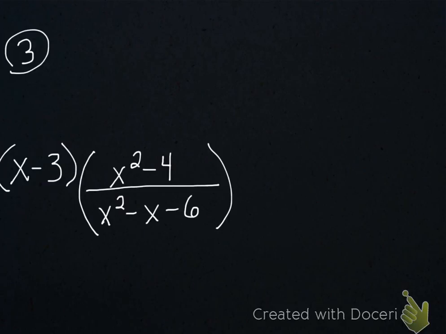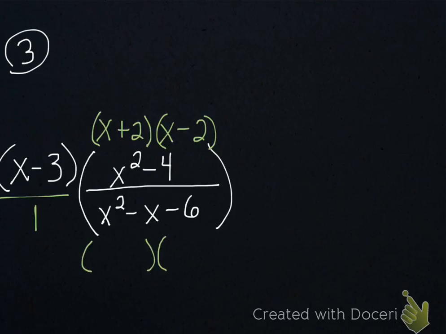Number 3. Okay, this one's a little different. We have that x minus 3 out front. Remember, it's in the numerator if it's not written. So now I've got x squared minus 4 and the x squared minus x minus 6. Both of those can be factored. Let's do the numerator first. I see that they're both perfect squares. The square root of 4 is 2. So I have a plus 2 and a minus 2.